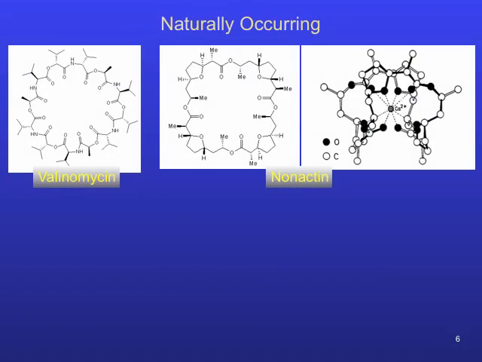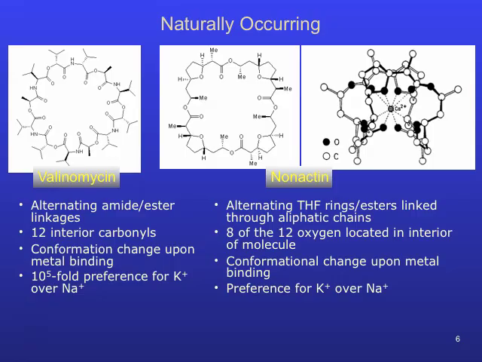2 naturally occurring substances that are phase transport catalysts are valinomycin and nonactin. Note the prevalence of base sites, or oxygen atoms, in the interior of the macrocyclic ring in both molecules. When either of these molecules binds to a cation, the conformation of the PTC changes.